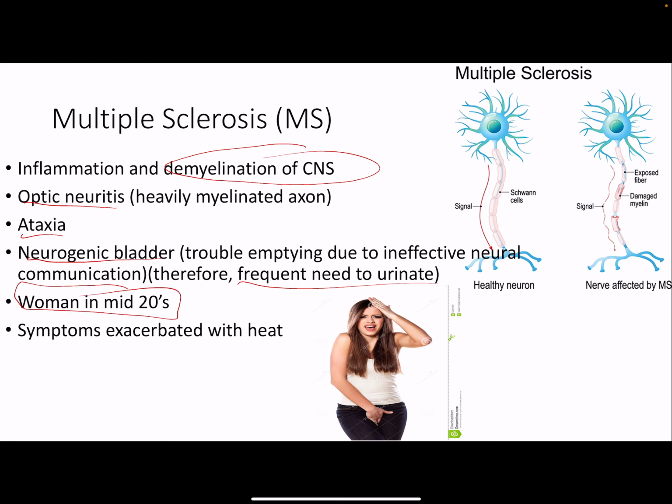And I have this picture here. So here's the myelin being damaged. Here's normal myelin. Heat exacerbates the symptoms.